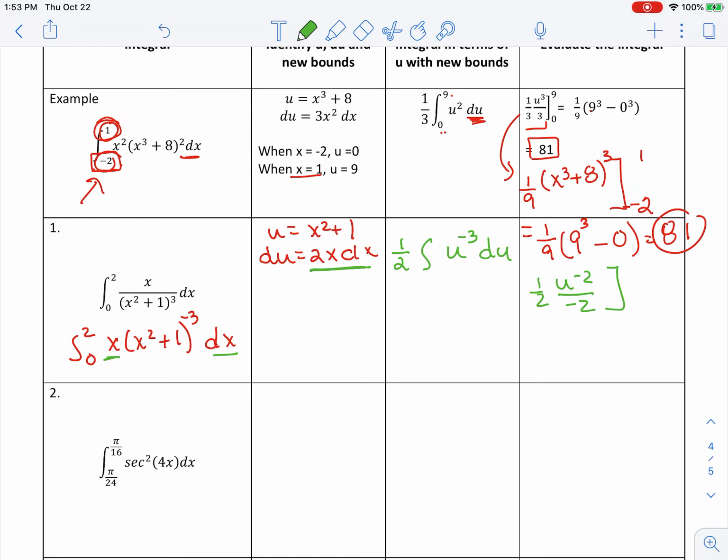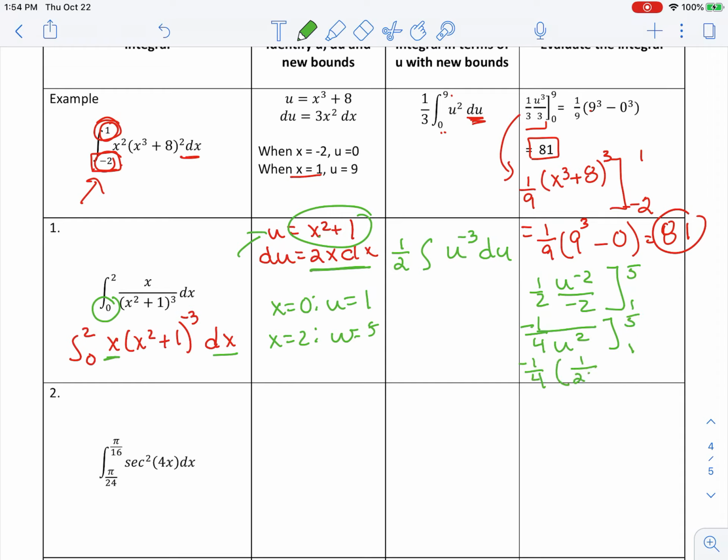Now I need to come up with these new bounds that I'm going to use. So the original lower bound was x is 0. So the new u bound, if I plug it in here, u becomes 1. The upper bound was x equals 2. If I plug in 2 there, that's going to give me a u bound of 5. Once I do that, I'm going to go ahead and plug in the numbers here. So this would be 1 here, and this would be 5. I'm going to clean this up a little bit. I'm going to rewrite this as -1/4 u squared on the bottom. So this is -1/4. I'm going to pull that out. 1/25 minus 1. And remember, we talked about we can leave it like this if this is a short answer.